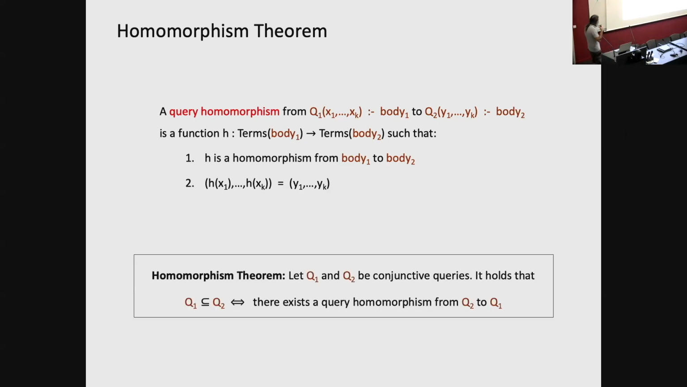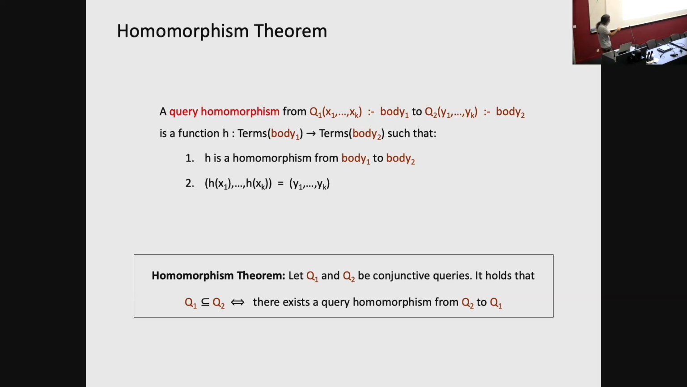And why is this a useful notion? Because now we can prove this famous theorem. It's an important theorem in database theory, which essentially characterizes containment of conjunctive queries. It tells us that Q1 is contained in Q2 if and only if there is a query homomorphism from Q2 to Q1. And as you can see here, I changed the order. This is not a mistake. This is how it works.